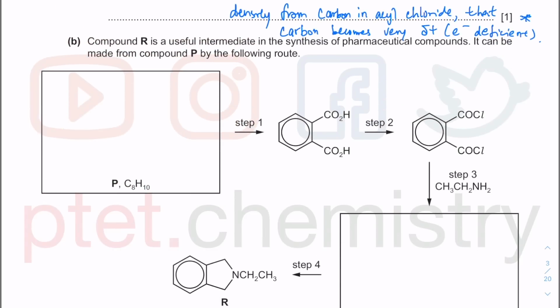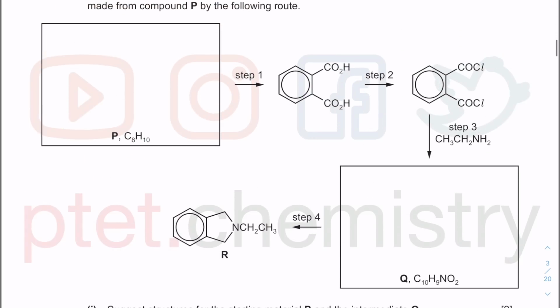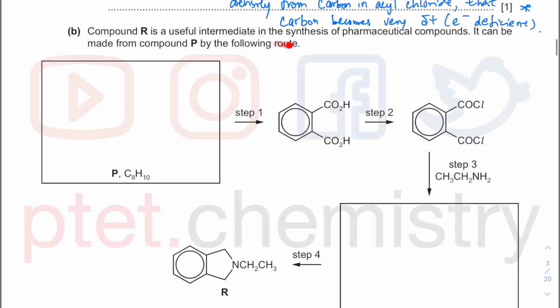Part B, so we have compound R. Compound R is this thing here, and is a useful intermediate in the synthesis of other compounds. You can make R from compound P. Compound P is a hydrocarbon, a compound containing carbon and hydrogen atoms only, and from there you can get this carboxylic acid. We think about a carboxylic acid bonded to a benzene ring as benzoic acid, and this is also benzoic acid. So this is a dibenzoic acid, something like that. So we can think about benzene chemistry. Which one will give you benzoic acid?